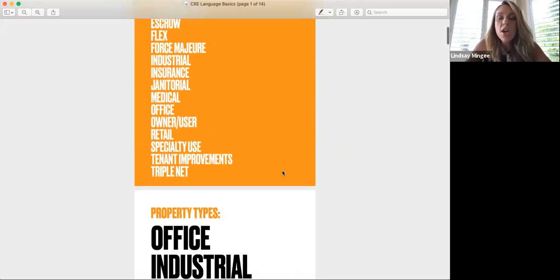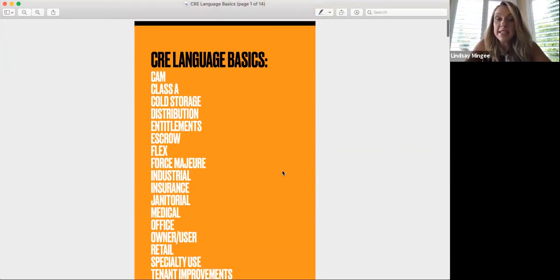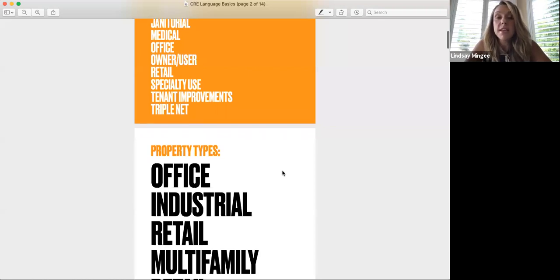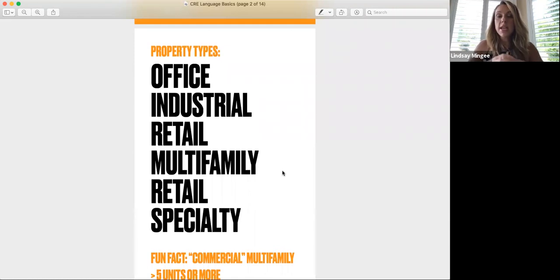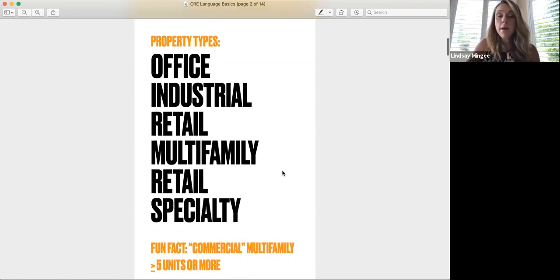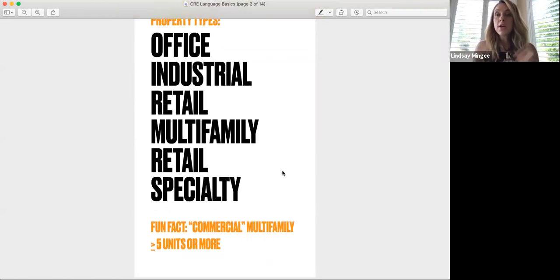All right, so first of all, the basics. Actually, most of this is basics, but when we talk about commercial property, what types of property is that? Well, we define them into categories: commercial office, industrial properties, retail properties, multifamily. And fun fact about multifamily, to be considered a commercial property, it has to have 5 units or more. So if you own a duplex or a fourplex, technically that's residential.